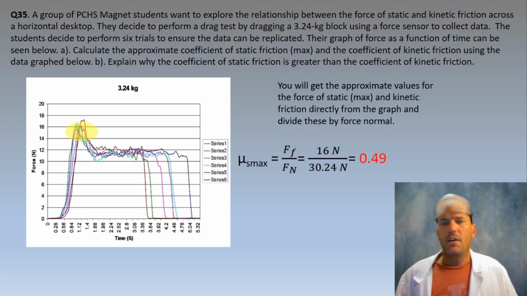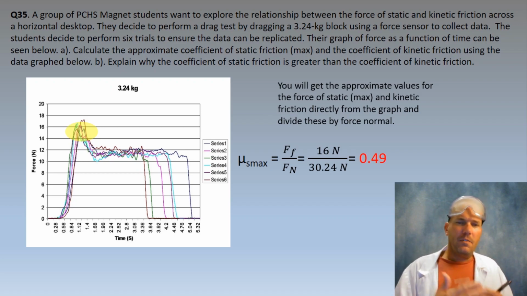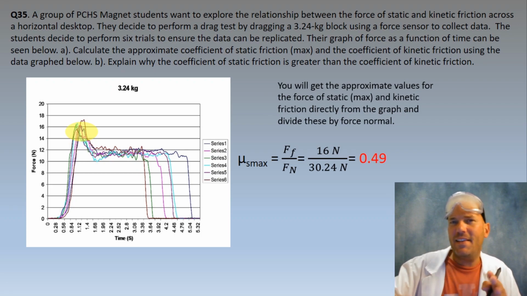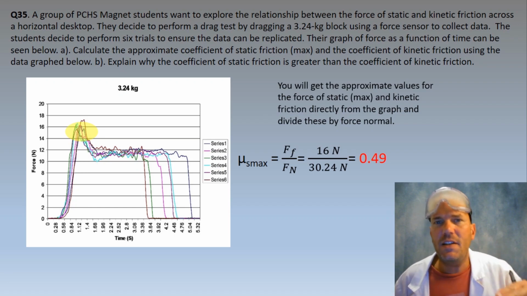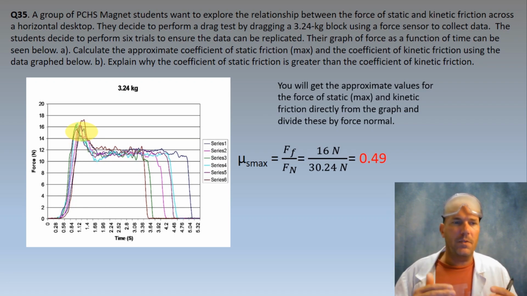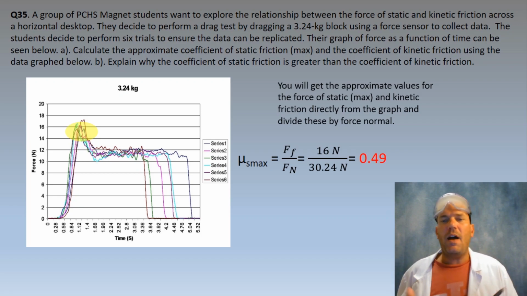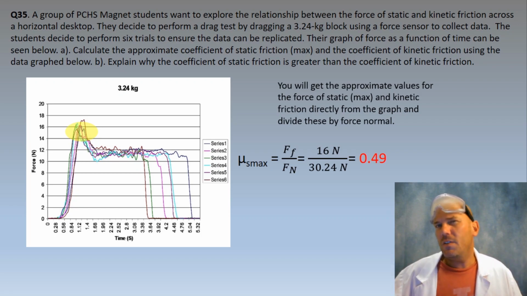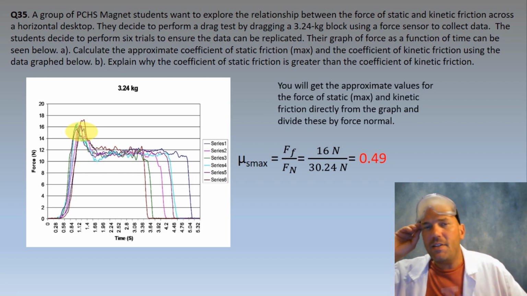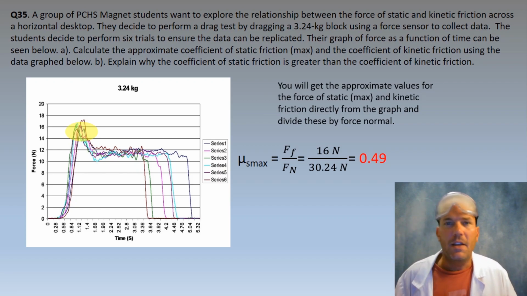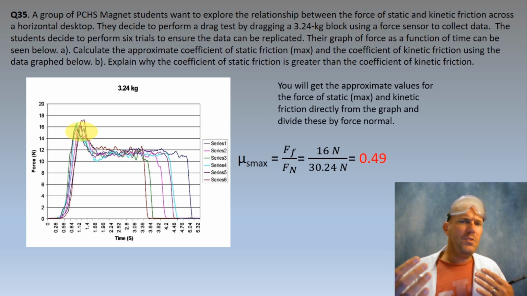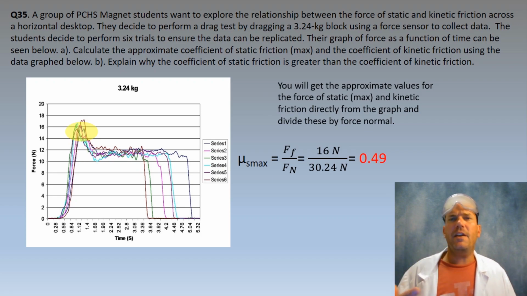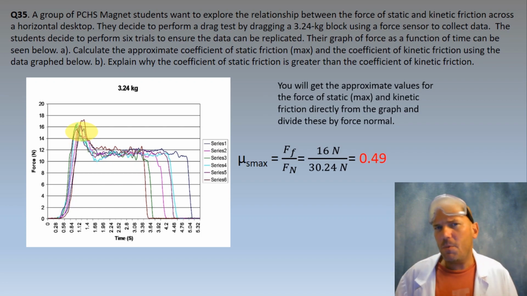Okay, so for part A, you're going to get these values from your graph here, and we're going to look at the maximum static friction first, this region here. Okay, so we have our force normal, and we take the 16 newtons from the force of friction that we have here and divide that by force normal, which is the 3.24 kilograms multiplied by 10, the acceleration due to gravity. So we're able to get this right off the graph, and we get the mu of static friction. We get a very high coefficient of static friction maximum of 0.49.